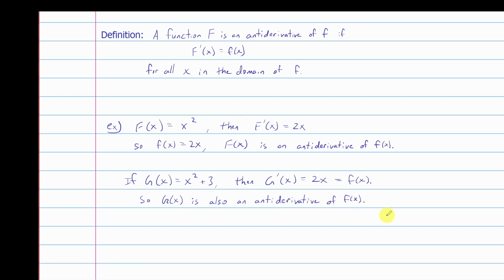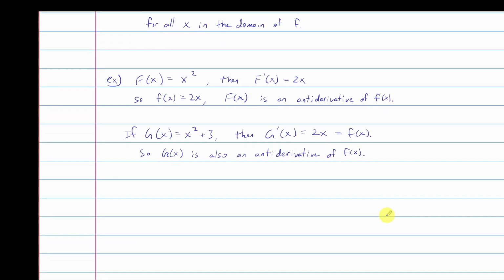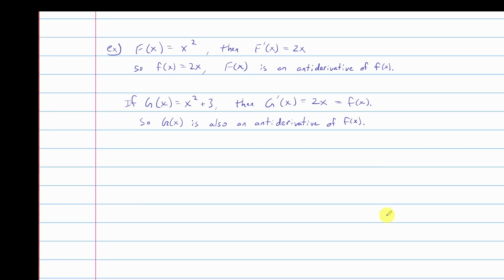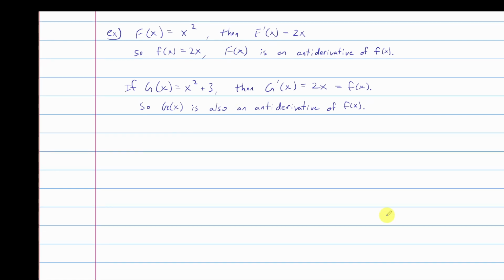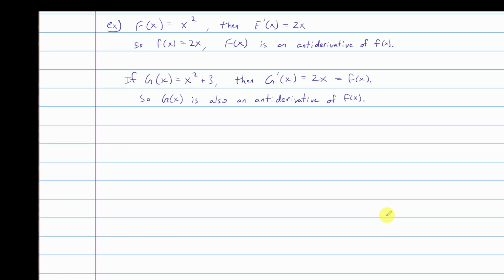So G of x is also an antiderivative of little f of x. Before we get going with how to find antiderivatives and what to do with them, we need to figure out what's going on and how many antiderivatives I have. To answer this question, we're going to go back a little bit in time and think back to section 4.4 on the mean value theorem, particularly one of the corollaries to the mean value theorem.